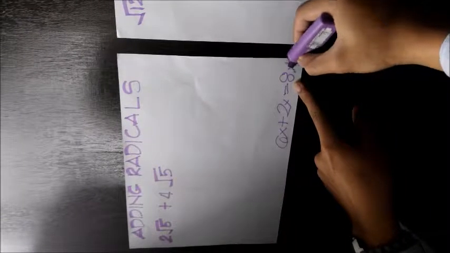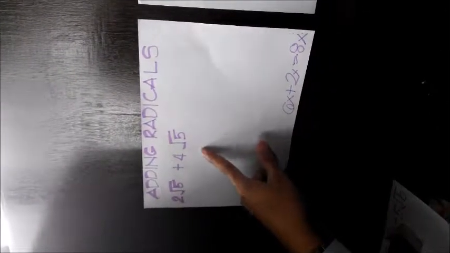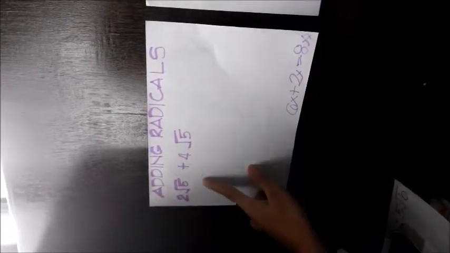Hello. In this video, we want to look at adding radicals. Adding radicals is very similar to combining like terms. For example, 6x plus 2x, if we combine them, we have 8x. Just like adding radicals, we need the square roots to be the same so that we can combine them.